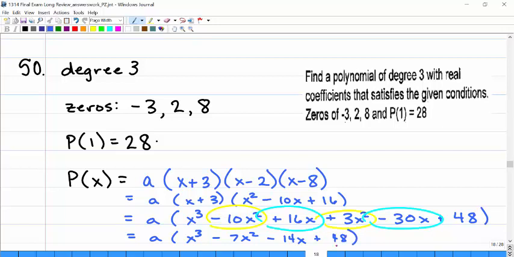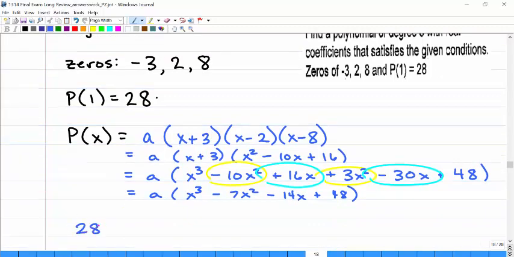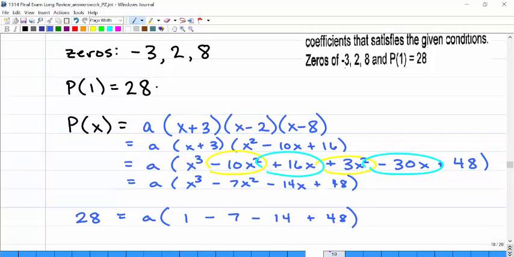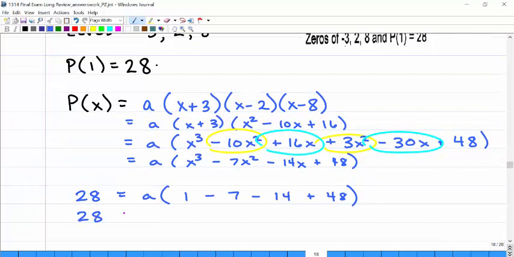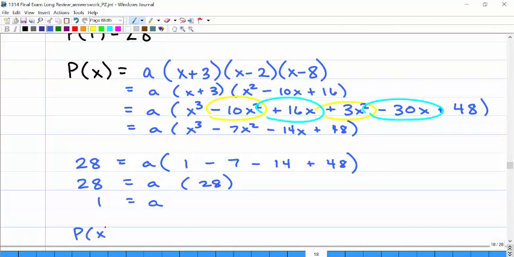Okay, now I need to solve for a when I plug 1 in for x and set it equal to 28. So my polynomial is equal to 28 when x is equal to 1. One minus 7 minus 14 plus 48 is equal to 28. When I divide both sides by 28, I get a equals 1. So my polynomial is going to be p of x equals 1 times x cubed minus 7x squared minus 14x plus 48.